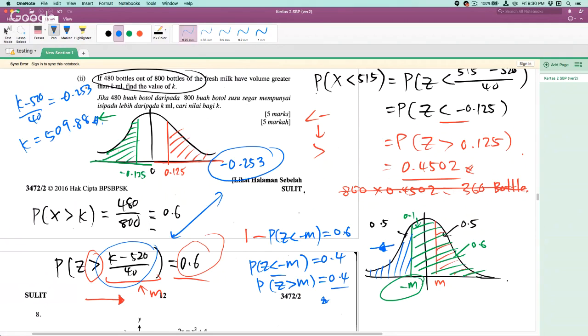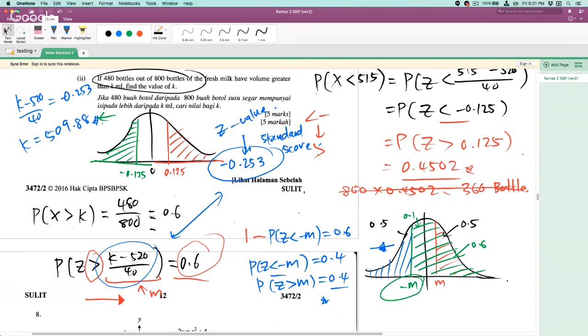Okay, this one, the negative 0.253, is the Z value. Or some reference books call this one a standard score. This is not the probability, because probability cannot be negative.